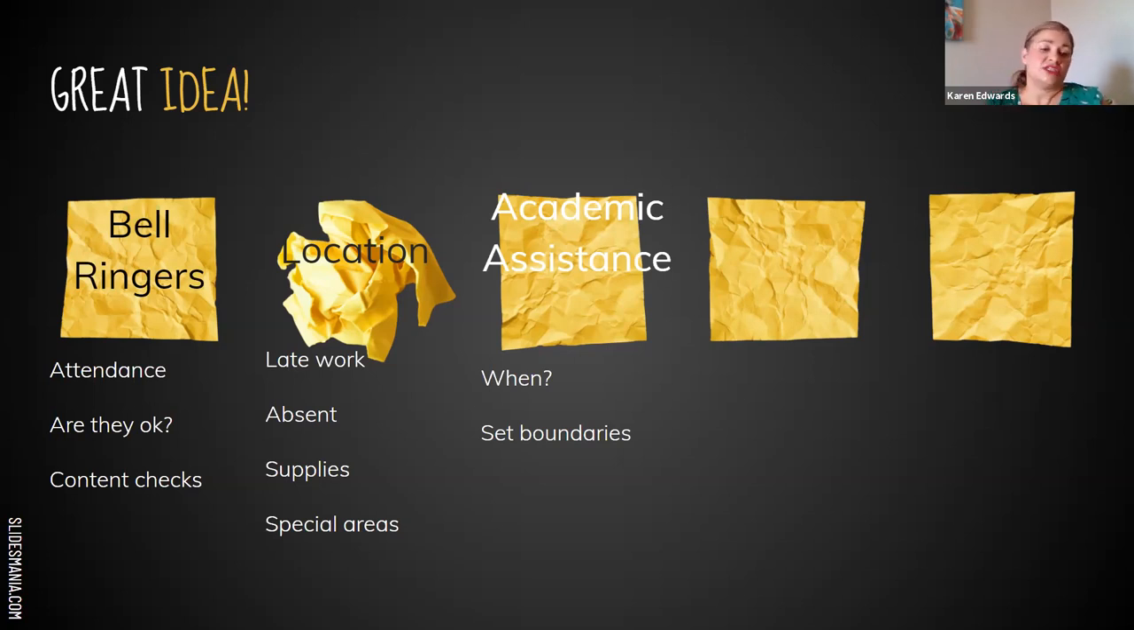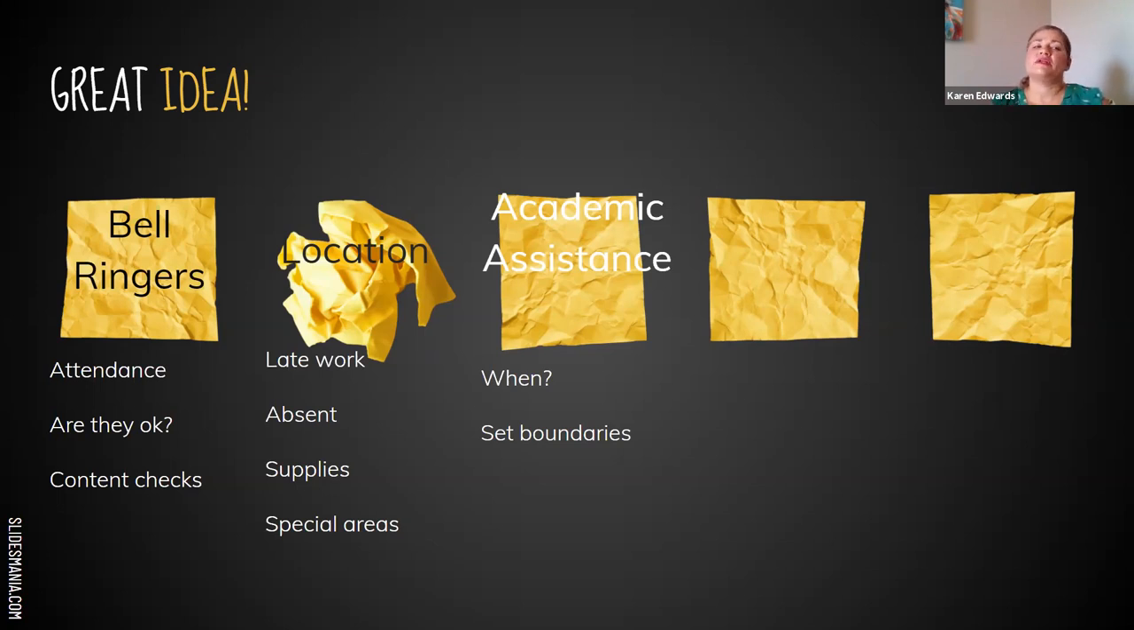I can do content checks with my bell ringers. I can do fun games, I can do anything, but my students know when they come into my room, there's something there for them to do. It may not be a whole lot, and it may not even be content related, but they're doing something.